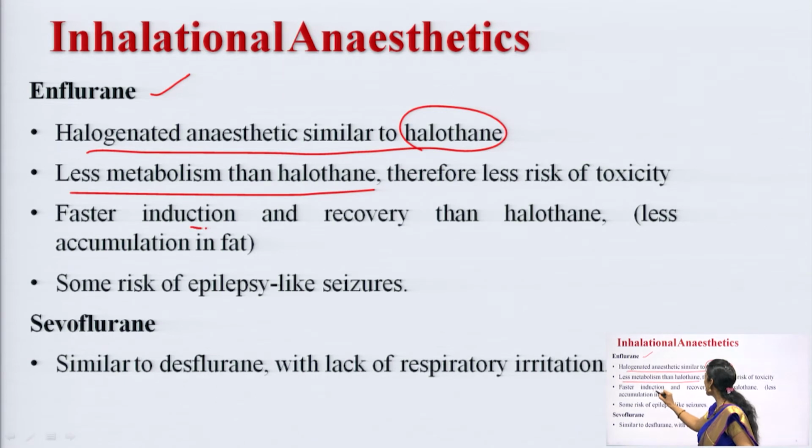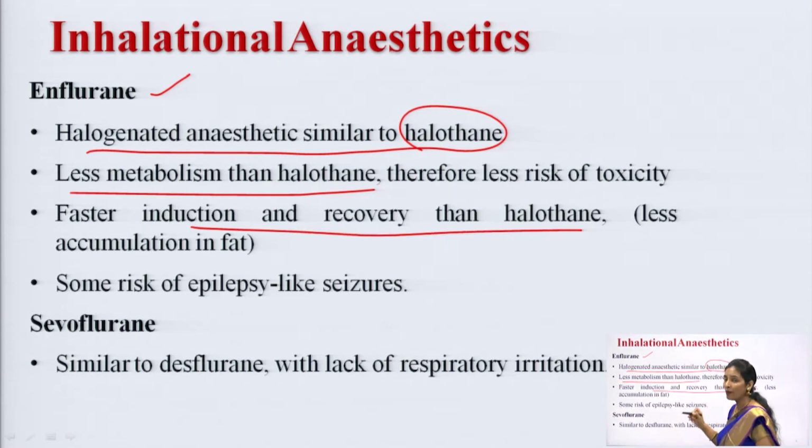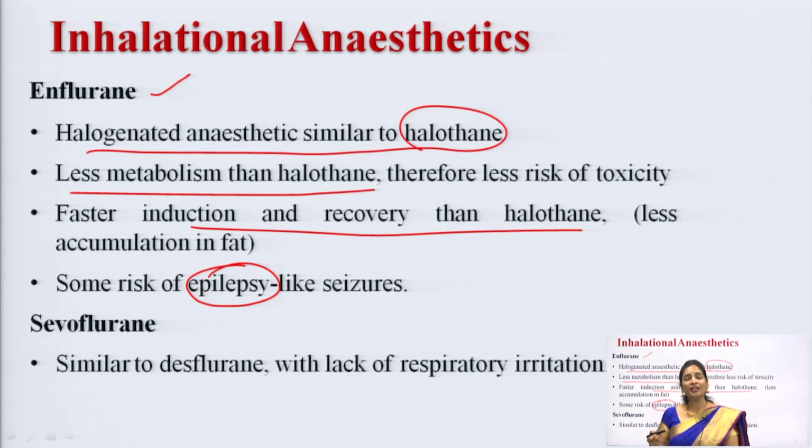It has faster induction and recovery than Halothane. If I compare Enflurane with Halothane, it is almost similar, but you can see faster induction and faster recovery compared to Halothane. Okay? And there is somewhat of a risk with epilepsy. The risk of epilepsy-like seizures can be seen with the Enflurane drug. So, each and every halogenated drug has its own major drawback, right. If I talk about ether, the major drawback was respiratory irritation. If I talk about the next drug, nitrous oxide, it causes megaloblastic anemia.